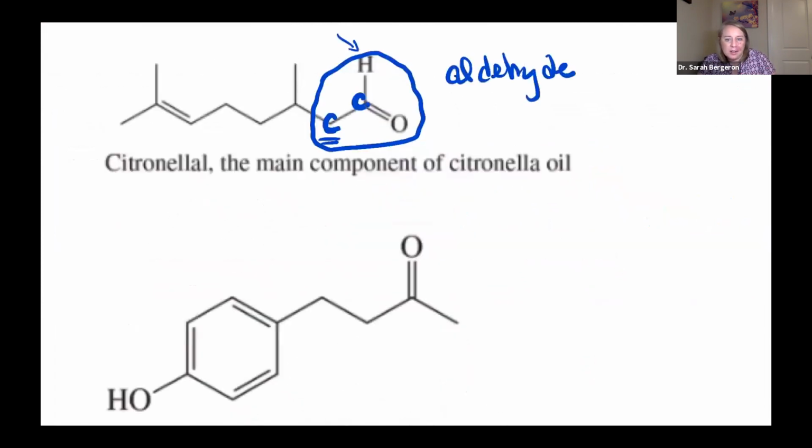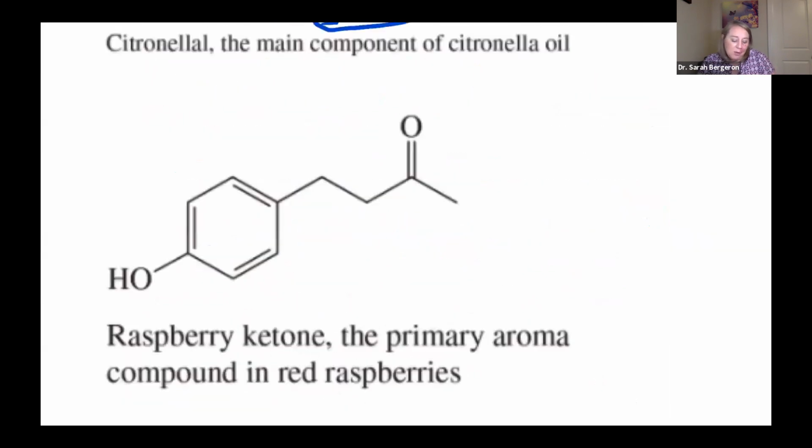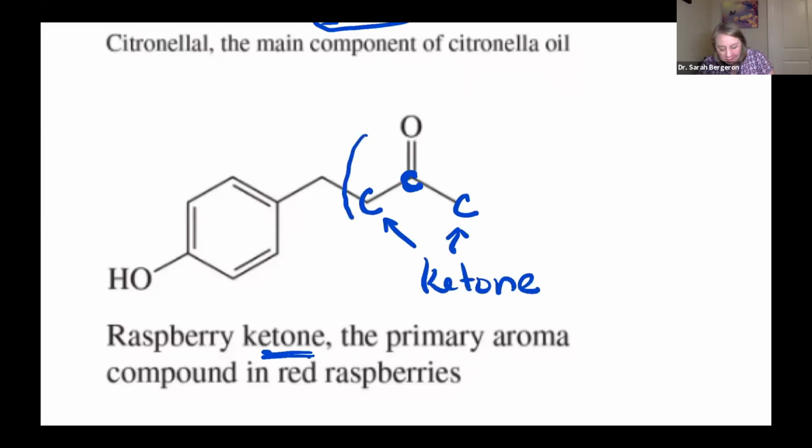All right, let's try another one. Raspberry ketone. Well, they kind of gave you away on that one, right? They said it was a ketone. But here's our carbon, part of the carbonyl group. What's attached to it? I have a carbon here and a carbon here. So if I have two things attached to my carbonyl, that must be a ketone. And I'm going to circle it. I need to include my carbons that are attached, and there's my ketone.